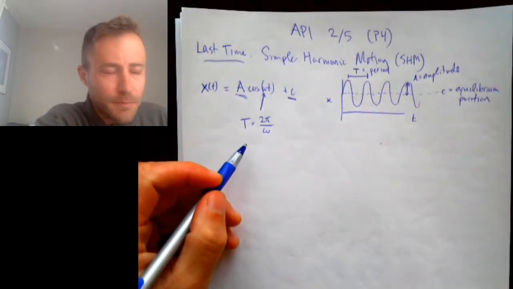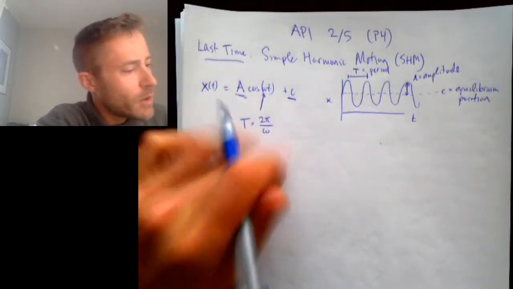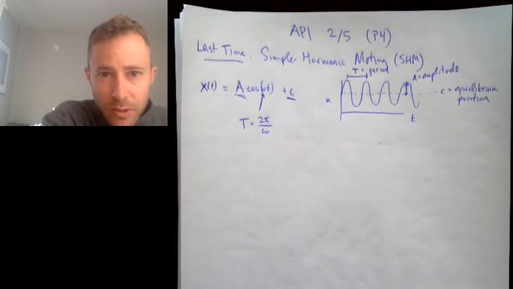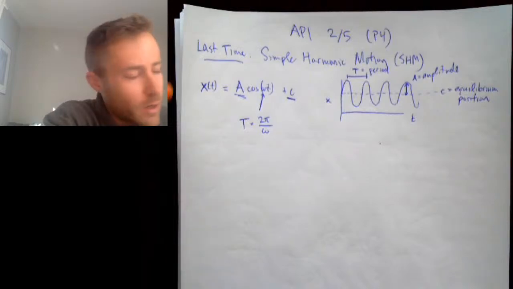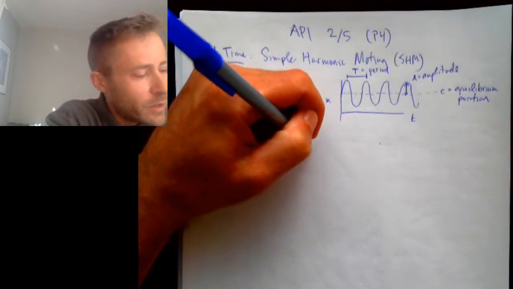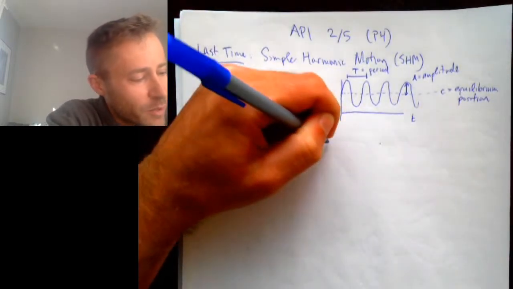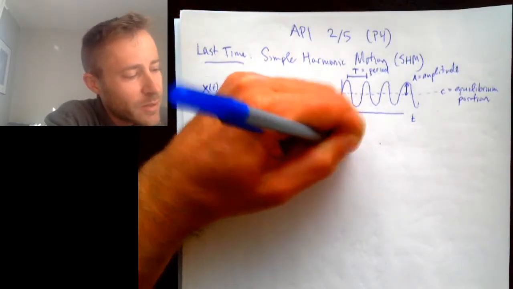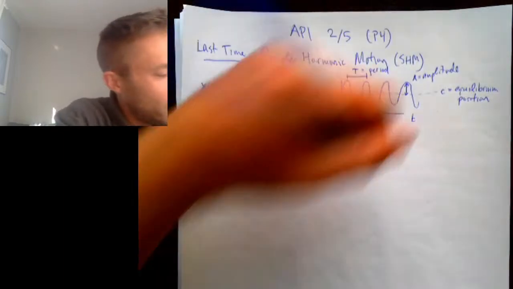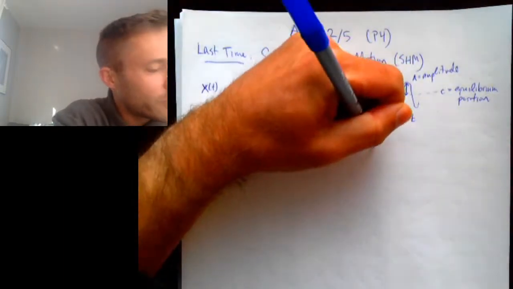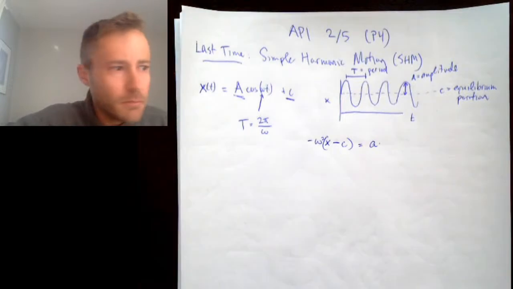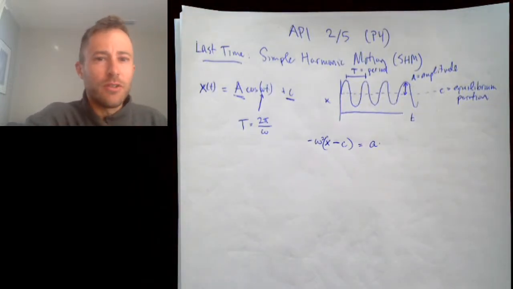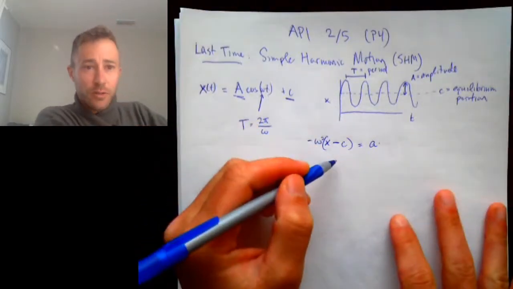So there you have it. There's an equation that results in simple harmonic motion, and that equation is negative omega squared times x minus c, I should say, equals the acceleration. Okay? So this is the equation that will result in simple harmonic motion.